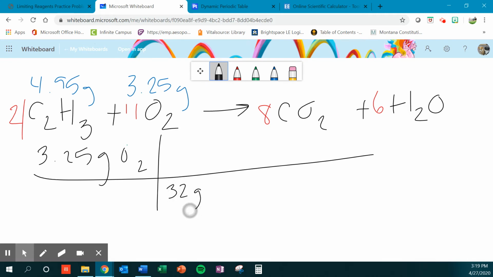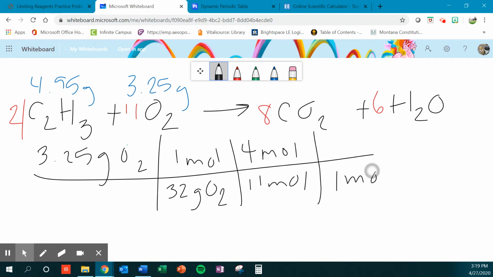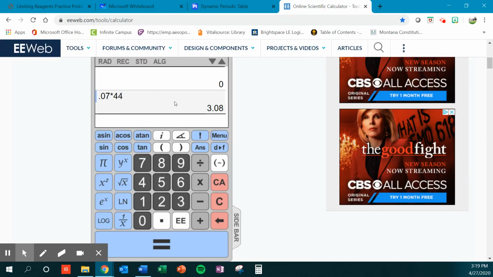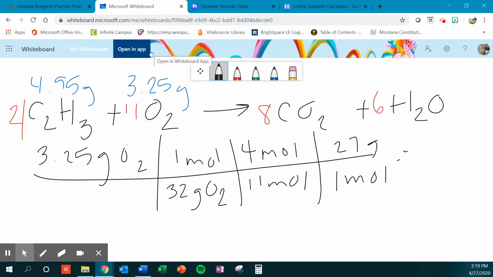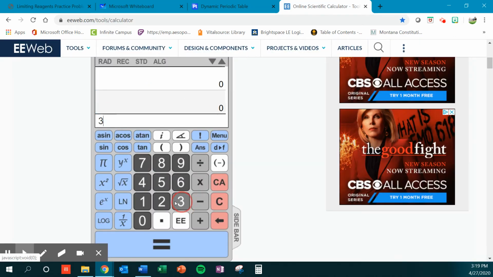So 32 grams of oxygen gas for 1 mole. And then we have 11 moles of O2 to 4 moles of ethylene. And then 1 mole of ethylene is 27 grams. And so when we multiply across the top, multiply across the bottom, take top divided by bottom, 3.25 times 4 times 27, we have 351 divided by 32 times 11, 352.